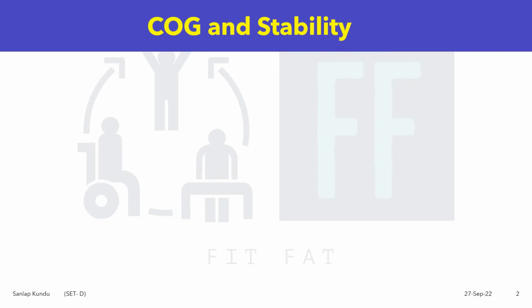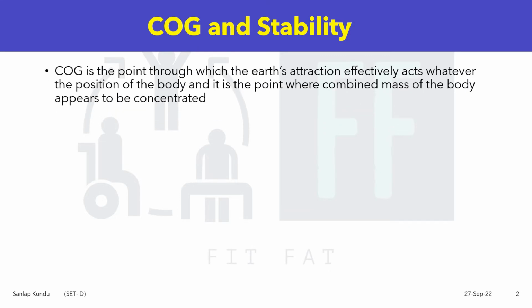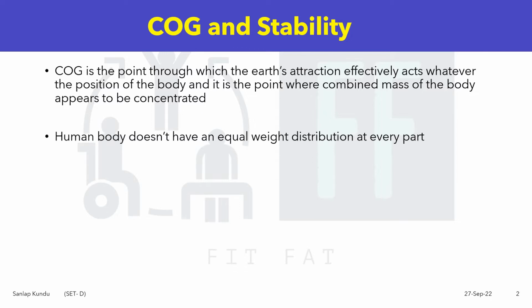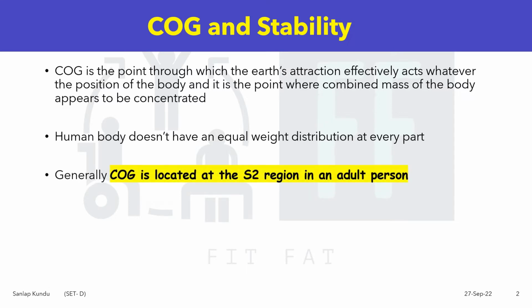So first let's see the definition of center of gravity. It is the point at which the Earth's attraction effectively acts whatever the position of the body, and it is the point where the combined mass of the body appears to be concentrated. The human body does not have an equal weight distribution at every part. That is, a hand has relatively less weight than a leg. So in the case of an adult person, the center of gravity is generally located at the S2 region.